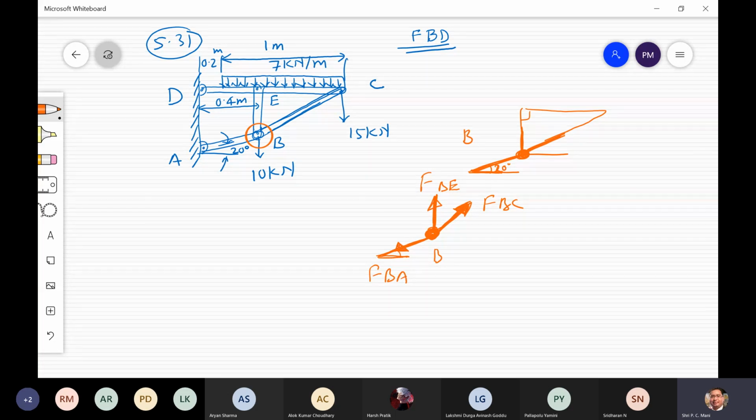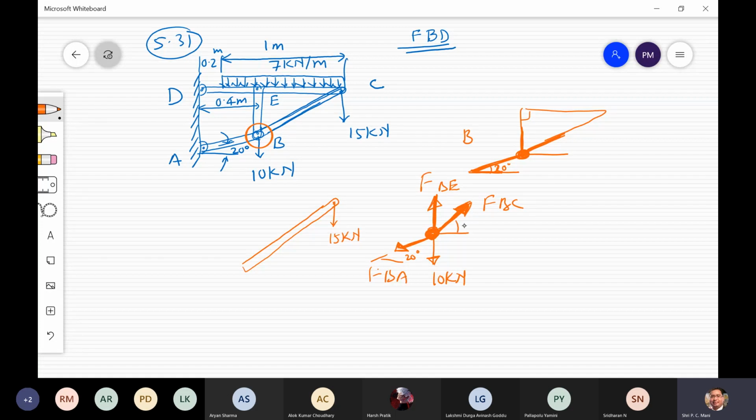Okay, clear? So for example, if you are using the BC member, here it will be the active load, that is 15 kilonewton. Again you have to use the P here. If you are going to use the B point, just like I have used this one, this is 10 kilonewton, also an active load, and here the angle is given at 20 degrees.